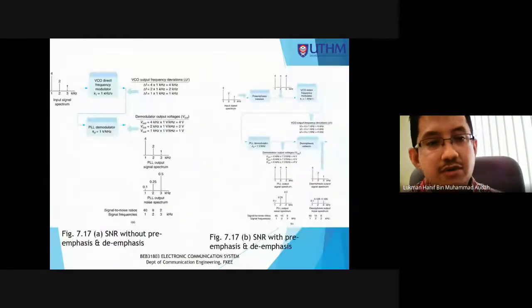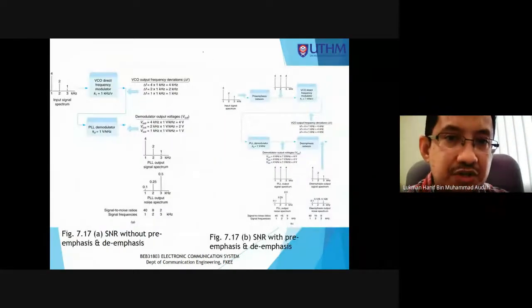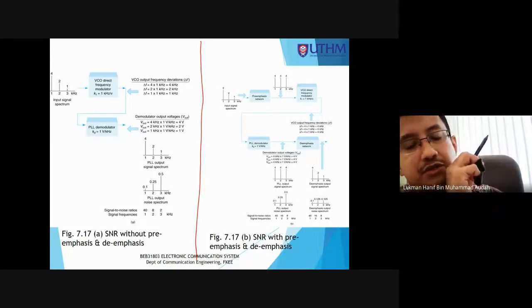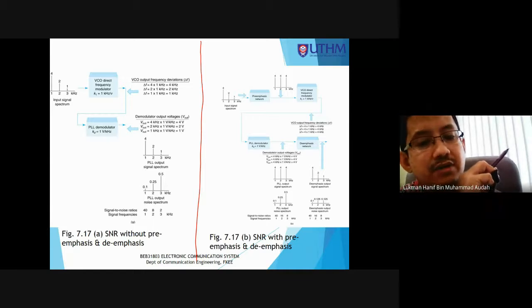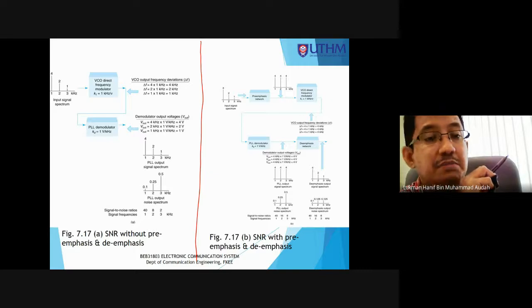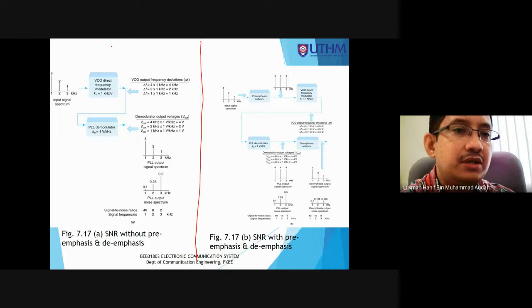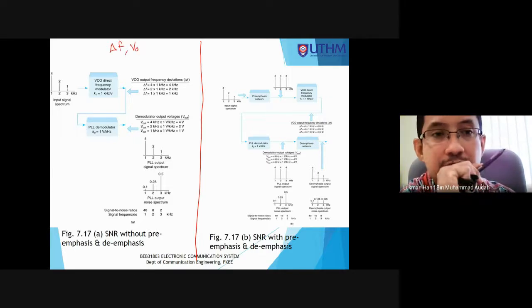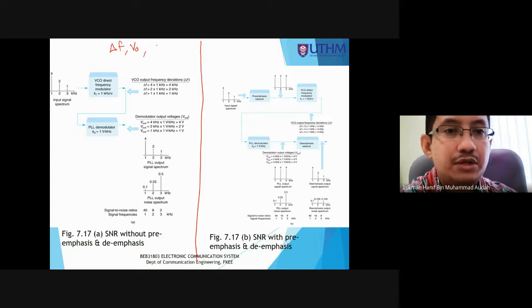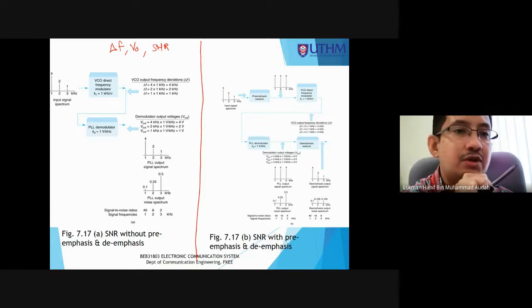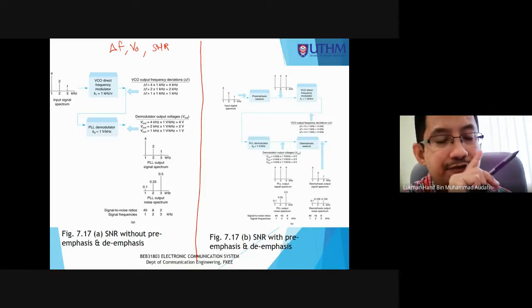Okay. So if you see from this picture, okay, kita bagi dulu lah. So picture on the left describes the example for question number 1 and question number 2. Okay, remember question number 1, we need to determine delta F and we need to determine Vout. Question number 2, we need to determine the SNR. Okay, so delta F at the output of the VCO.